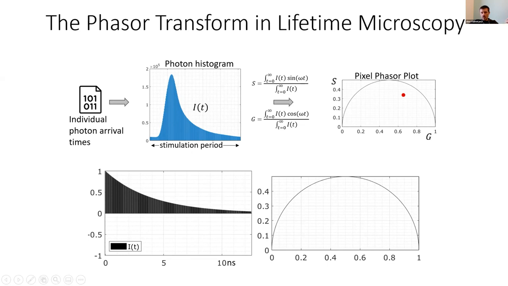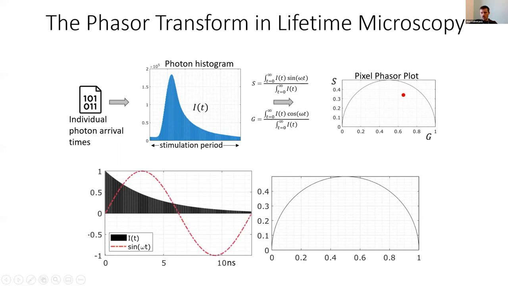This shape, whatever shape it is, you map it to the phasor space using these 2 equations. This may seem a bit complicated, but it's actually pretty simple. You just have your intensity as a function of time, times a sine function, or times a cosine function. So here I have an animation to try to explain this operation. You have your decay as a function of time.